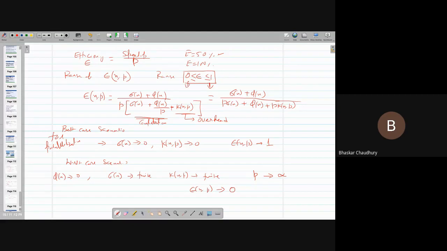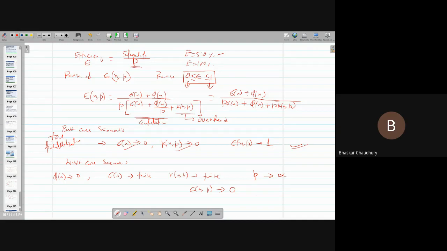So here you can clearly see the best case scenario and the worst case scenario, because finally when you are looking into efficiency, you are more concerned about what will happen if I increase the number of processors. In the best case scenario, if you keep on increasing the number of processors and your sigma n almost tends to 0 and kn comma p tends to 0, then your efficiency is almost 1 and you get a speed up of almost equal to p. So you keep on increasing the number of processors, you will get an equal amount of speed up.